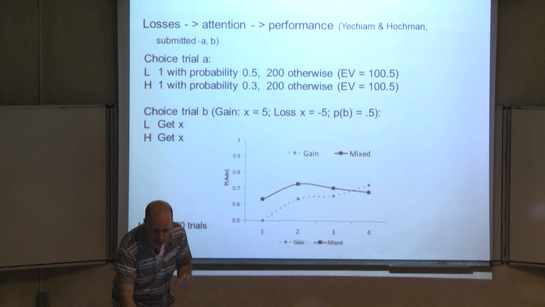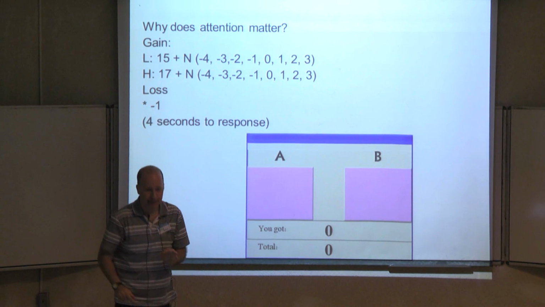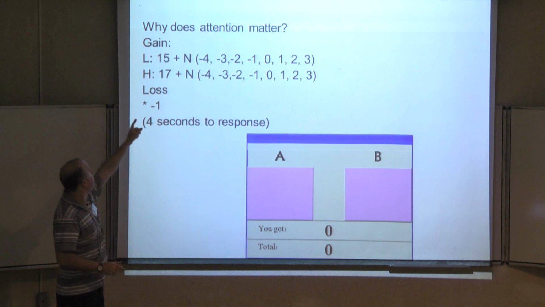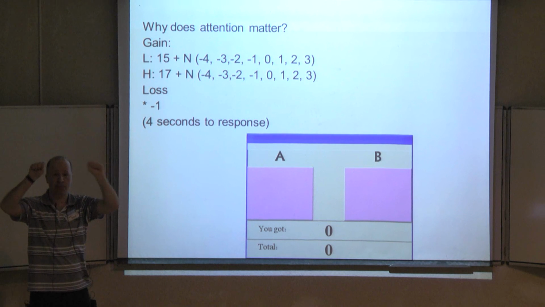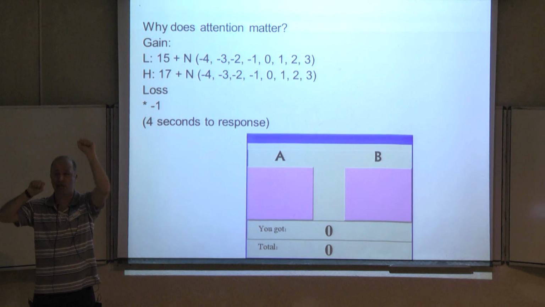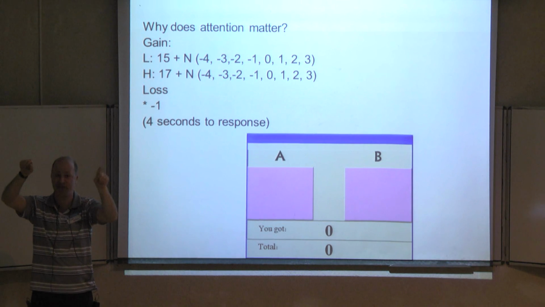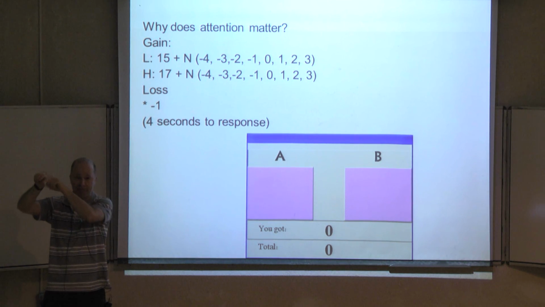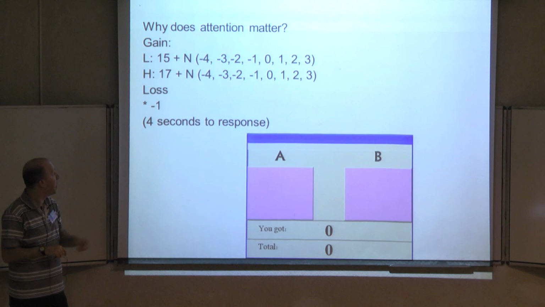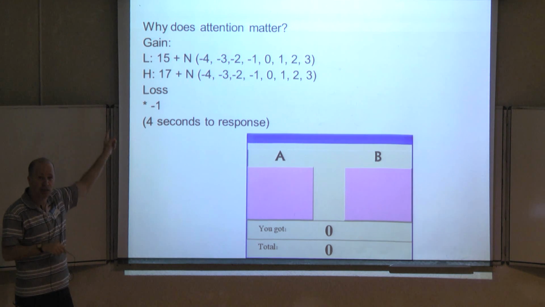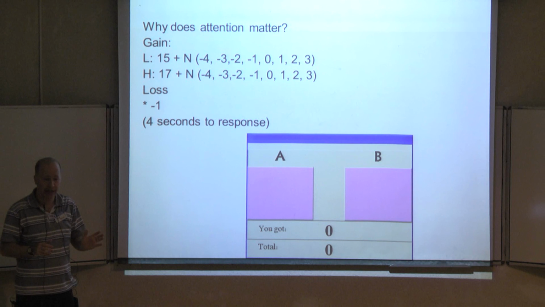Here's another example of why attention is important. Here's another task that we ran. In this task, you have two alternatives again, starting in the gain condition. One produces 15 with some noise, and the other 17 with some noise. Your goal is to identify which one produces the higher payoff, because you get money in the end according to this payoff. And we had a loss version of this, where we just multiplied everything by -1, okay?